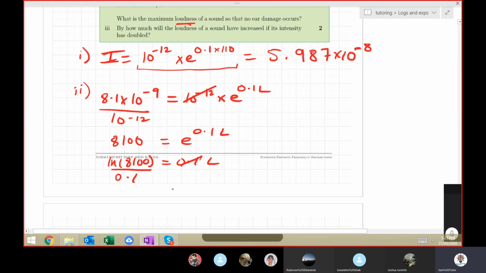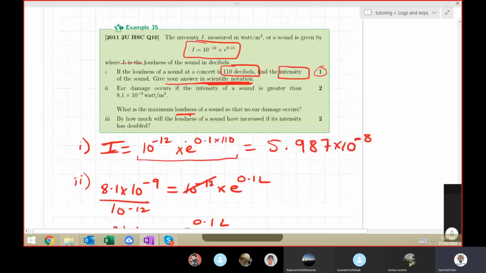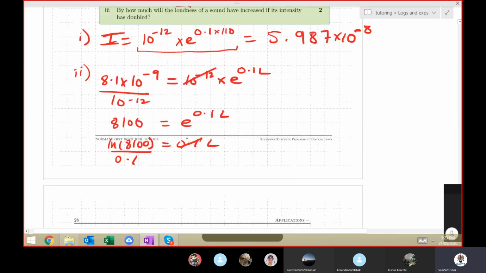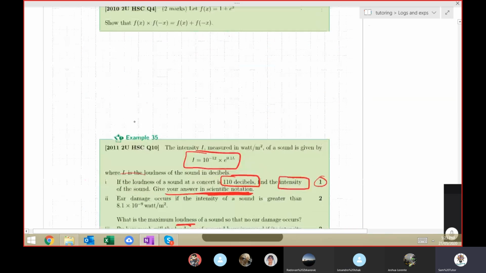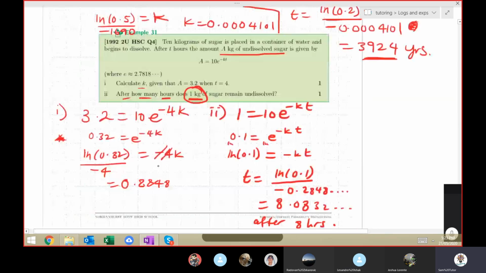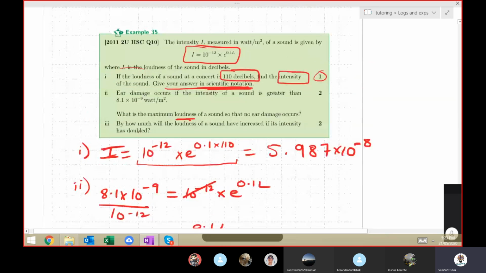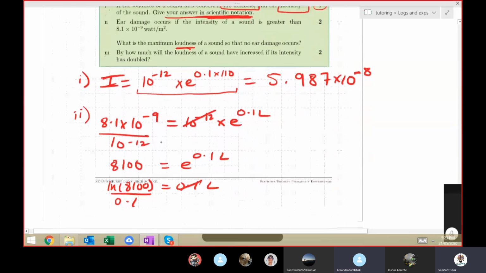See how I said 100% will be in your exam? You guys can see, they can change the words slightly, but the math has always been the same. Log 8100, again, if you want to look, from the 1990s to 2011 to 2020 to 2021, it won't change. It's math. It cannot change. Log 8100 divided by 0.1.